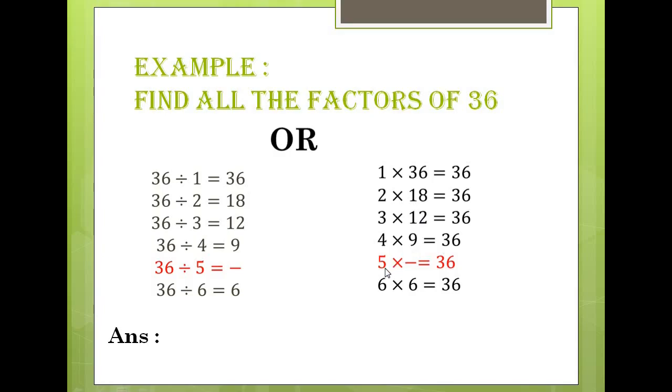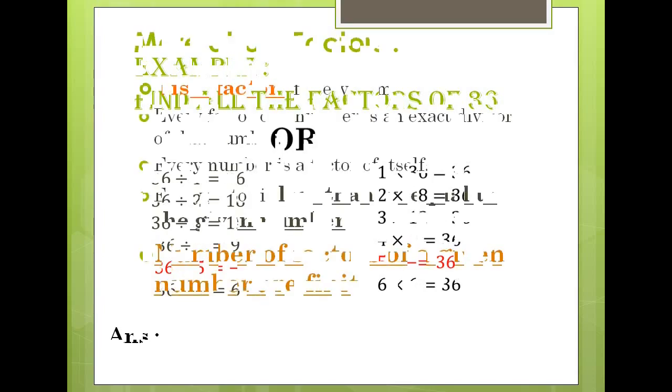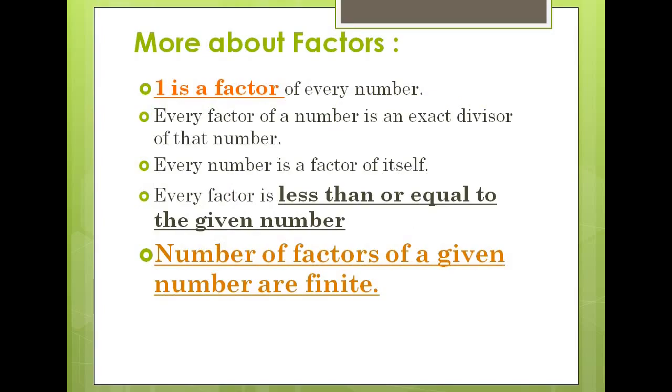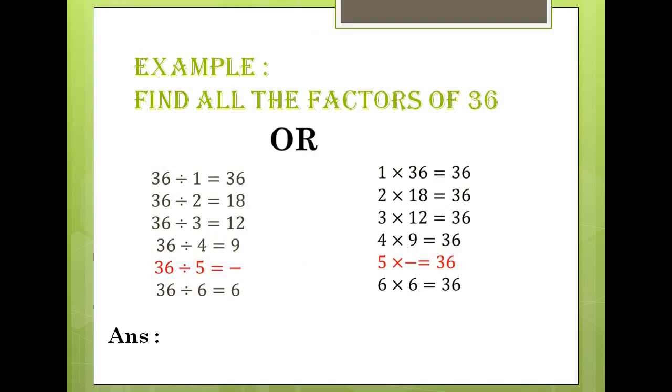Automatically you will come to know that 36 cannot be the result when you multiply any whole number by 5, isn't it? And similarly 6 into 6, the last condition to get 36. As such, one important point that we have observed is every factor is less than or equal to the given number. Is it coming out to be true?